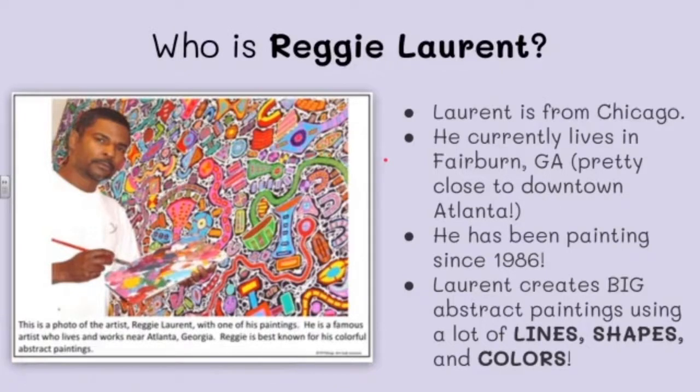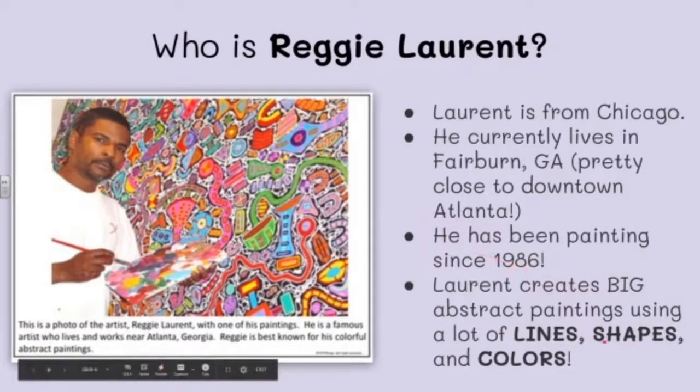His name is Reggie Laurent. He is actually from Chicago, and he currently lives in Fairburn, Georgia. That is pretty close to downtown Atlanta, so not too far from us, which is pretty cool. He's been painting since 1986, so quite a long time. Mr. Laurent has been working as an artist. He creates big, giant, abstract paintings using lots of lines, shapes, and colors. Okay, lines, shapes, and colors are elements of art, by the way. All right, he is best known for his colorful, abstract paintings.